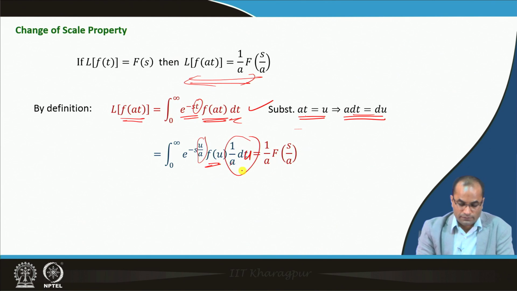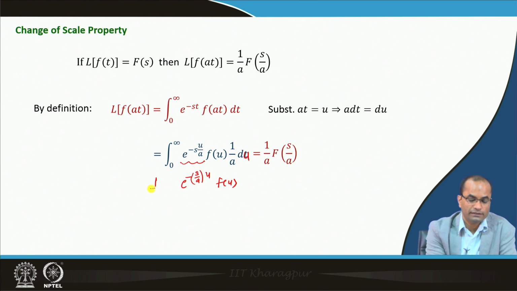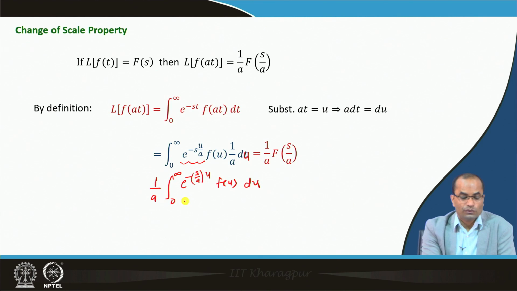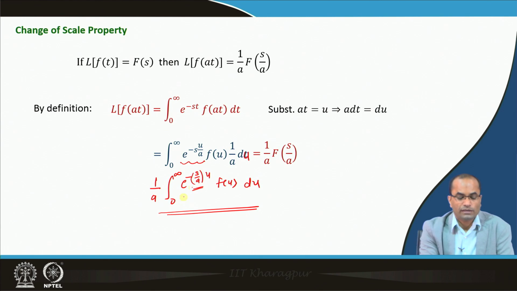So, now if we think of this as e^(-(s/a)u), and then we have f(u), letting this 1 over a stay outside, we have the integral from 0 to infinity, and then du. Looking at this F(s) now, instead of s we have s over a here, so otherwise this is (1/a) F(s/a).